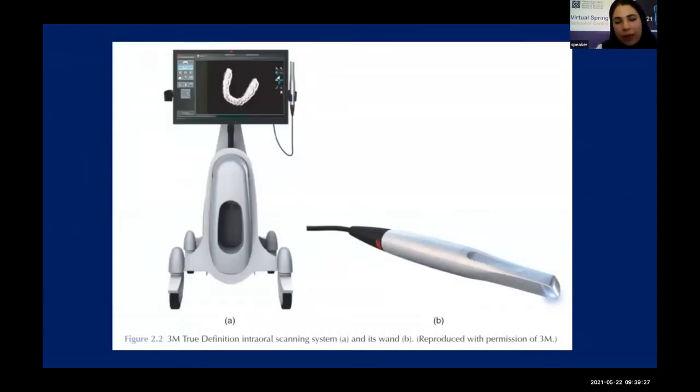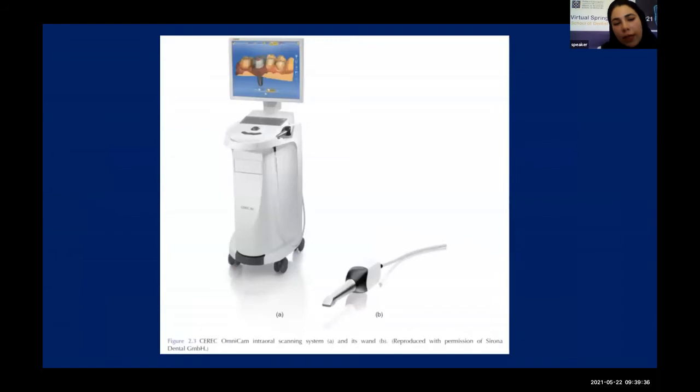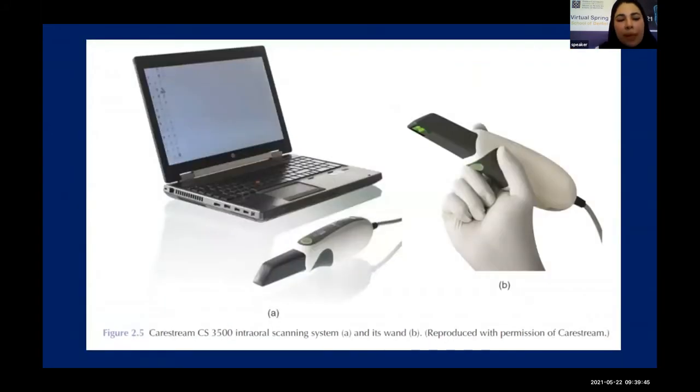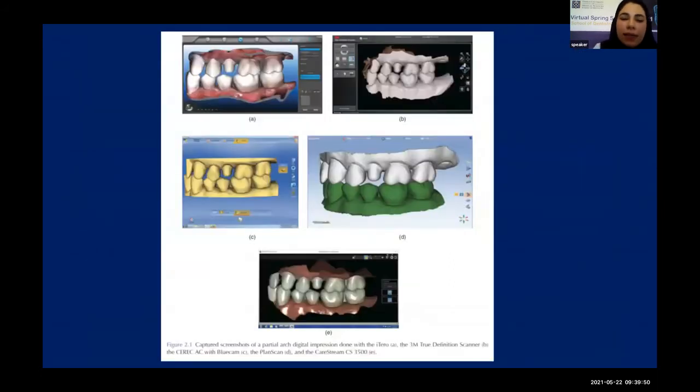In this picture, you can see the 3M True Definition intraoral scanning system and its wand. And this is the OmniCam intraoral scanning system and its wand. This is the PlanScan intraoral scanning system. This is Carestream CS. And in this slide, you can see captured screenshots of a partial arch digital impression, which is made by different brands of oral scanners.